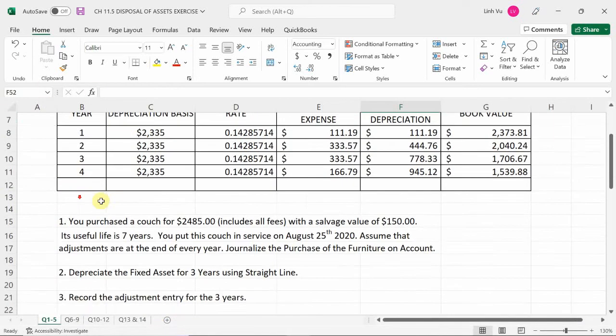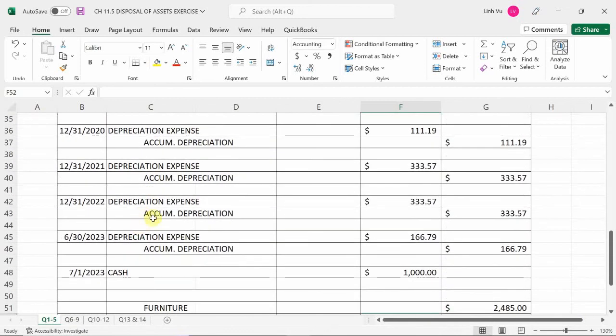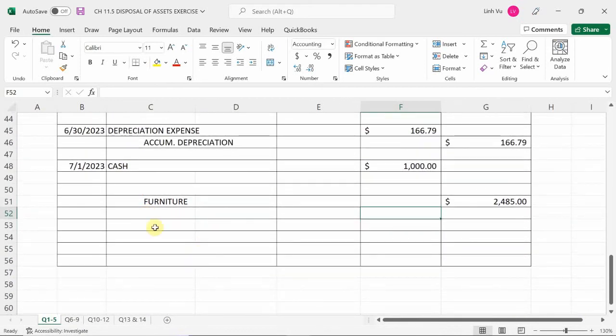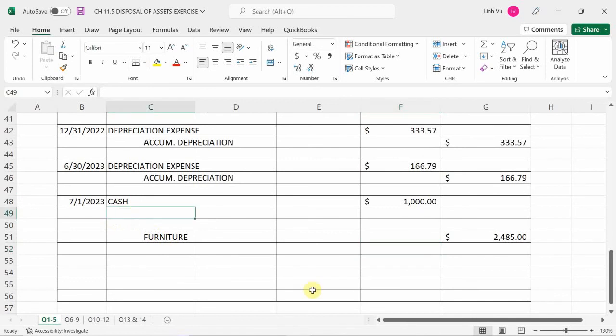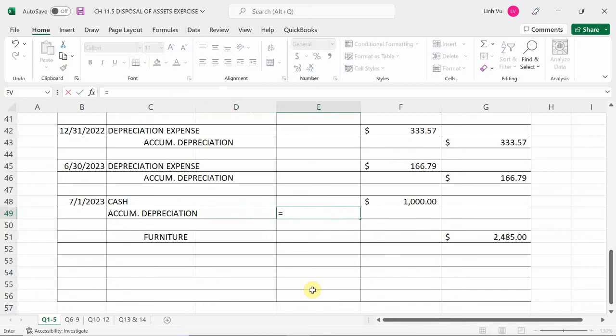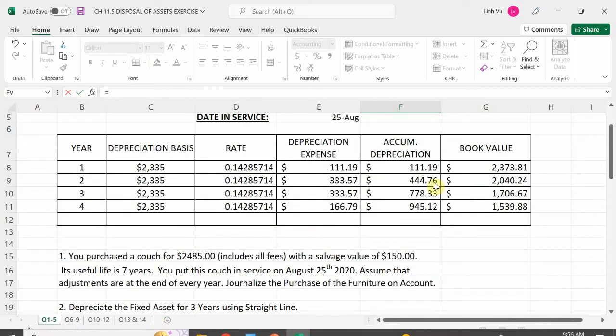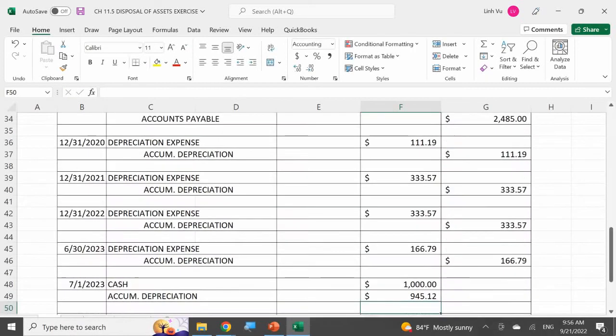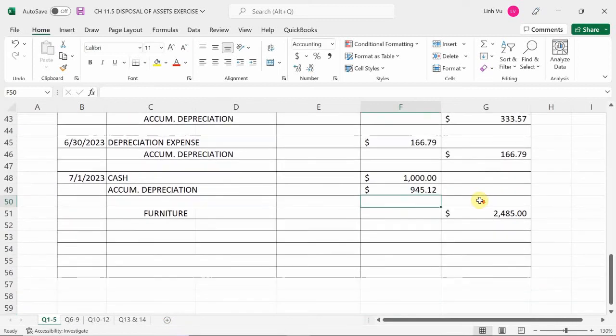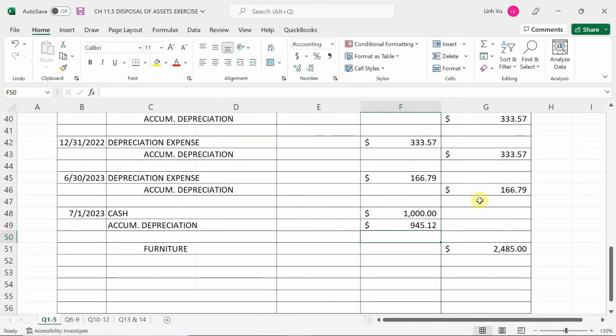Since accumulated depreciation is a contra account, we use that accumulated depreciation to decrease the value of my furniture. So in this case, I'm going to debit it, because I'm going to zero it out. So what is my grand total accumulated depreciation? $945.12. Excellent. So then now we need to determine, did I get a gain or did I get a loss?